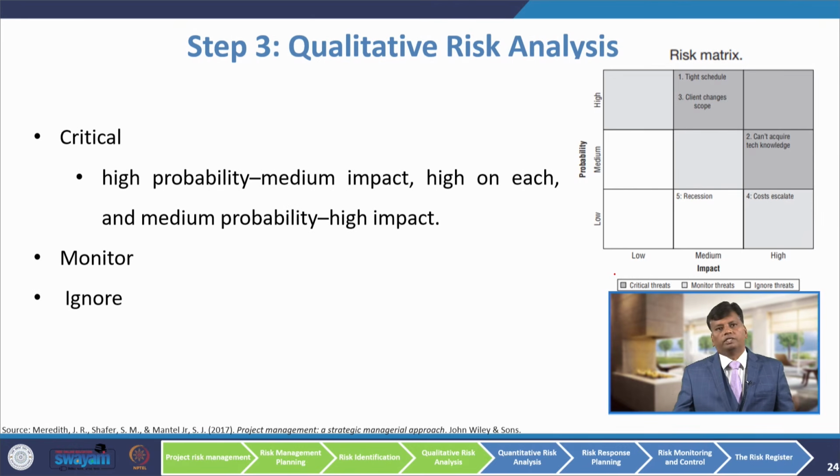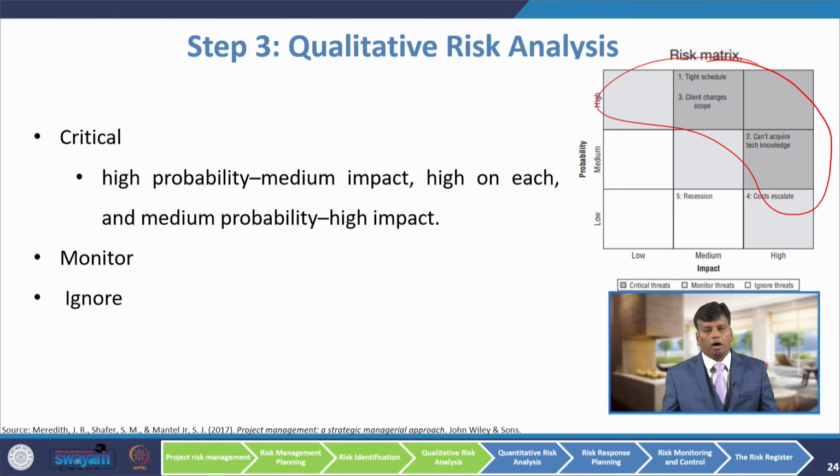With the help of this risk matrix, we can classify the risks into 3 categories: risks which are critical, risks which have to be monitored, and risks which can be ignored. So, look at the figure on the right hand side. Whenever there is a high probability, or medium impact or high impact, those portions are critical risks. Other than these portions, there are risks which can be monitored or risks which can be ignored, because the probability of occurrence is low and the impact is also low, so those can be avoided.